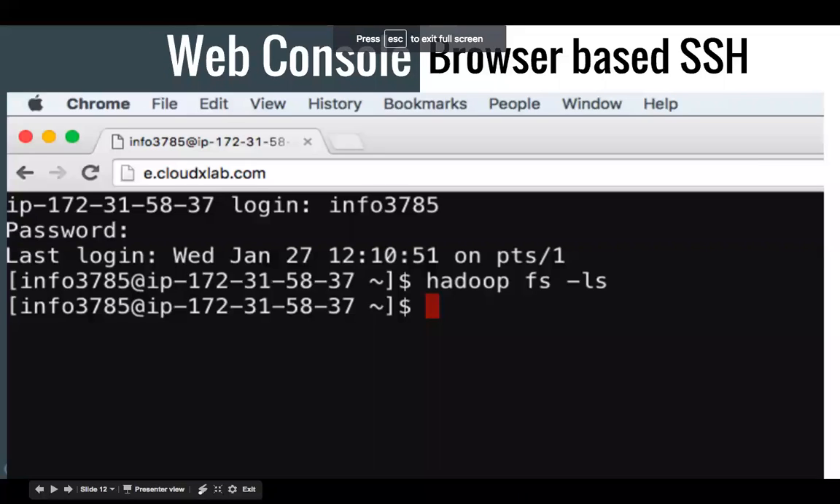this is the console because we realized that installing a software to connect to the lab for the command prompt was difficult. So we built it into the browser. So you don't have to install anything. So the whole process has become zero installation.